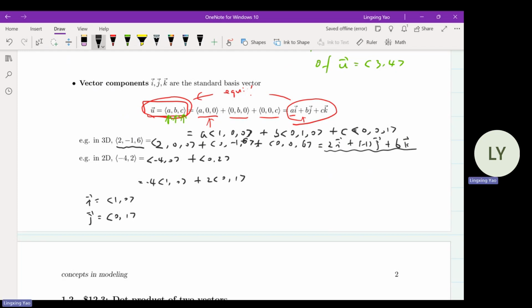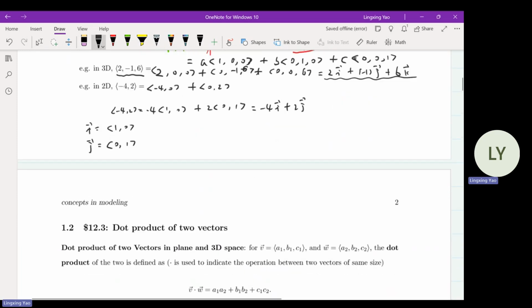This is what we're supposed to have, and then for this 2-dimensional vector, -4, 2, we can write it as -2 times i plus 2 times j. Okay, so this is a notation, and with those notations, all those are relevant concepts and discussion. We should feel familiar with the vectors.